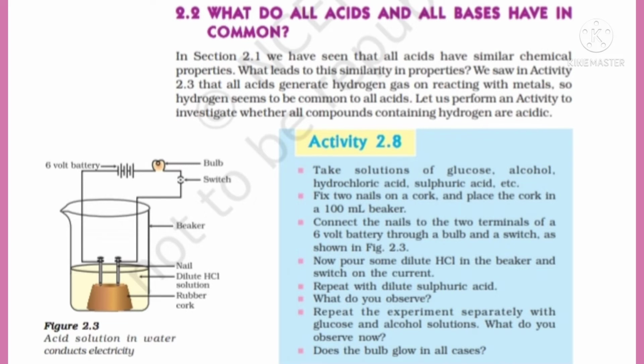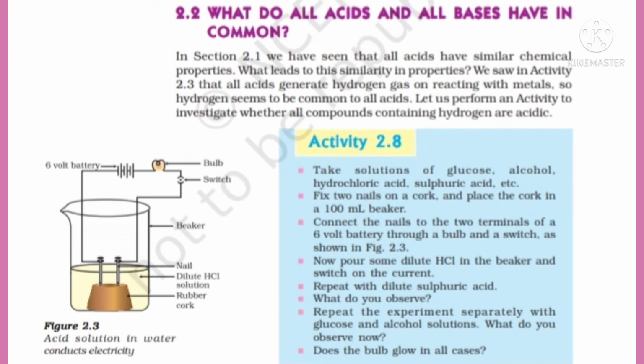Likewise, you are going to do the same activity with glucose. Instead of hydrochloric acid, you take glucose with water. Will the bulb glow? No, because no ion is present in glucose. On adding water also, they don't produce ions. Since no ions are present, the bulb doesn't glow. They are called bad electrolytes.